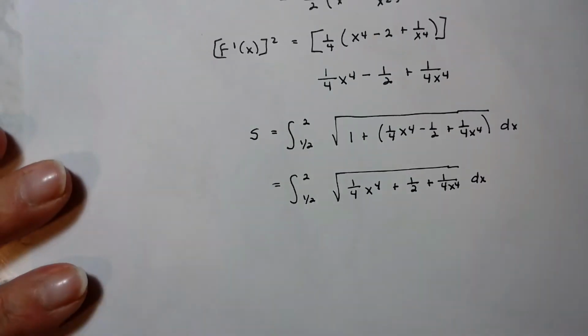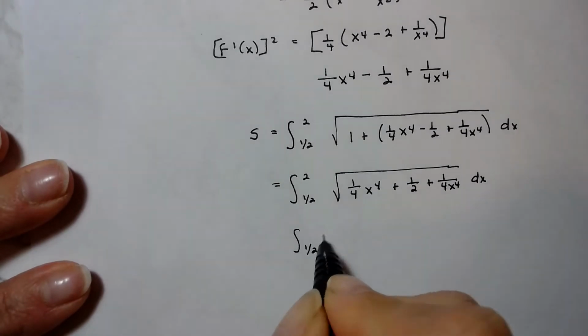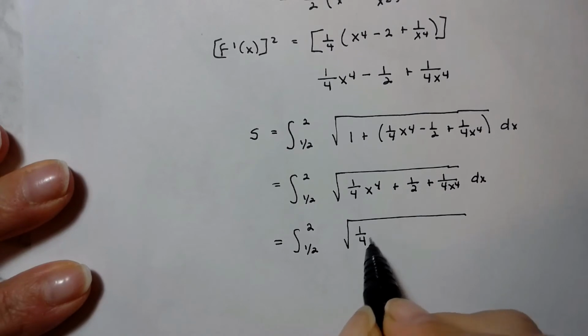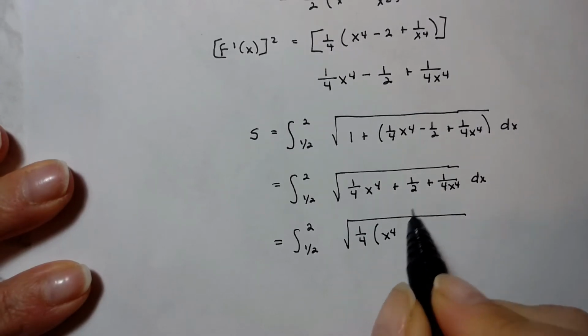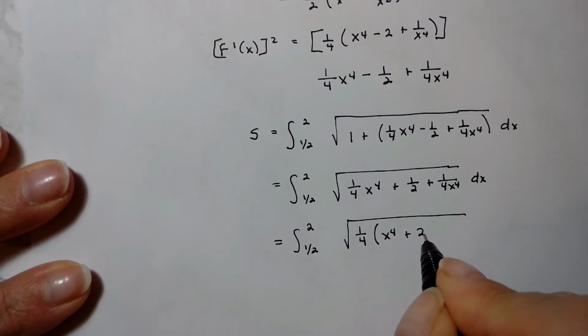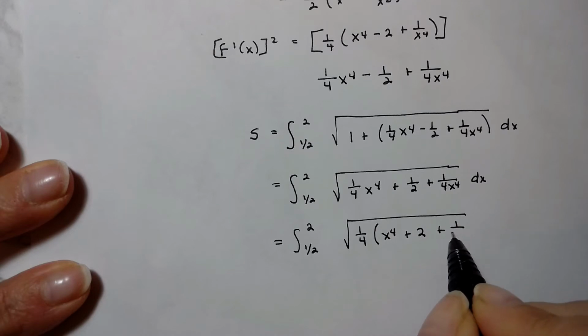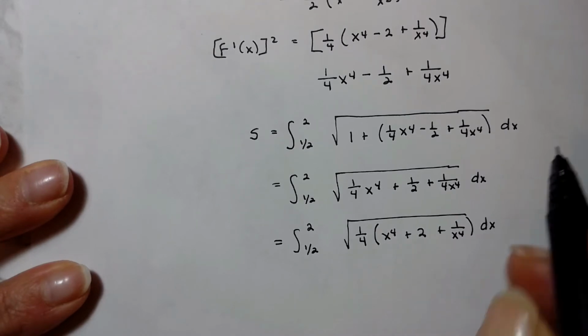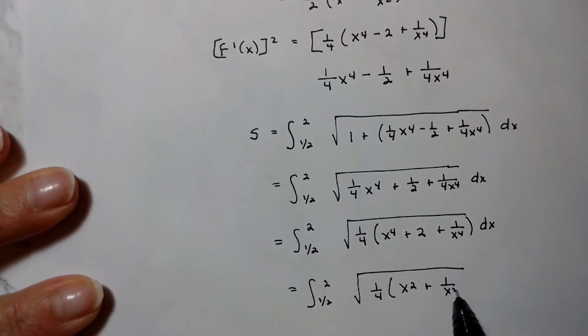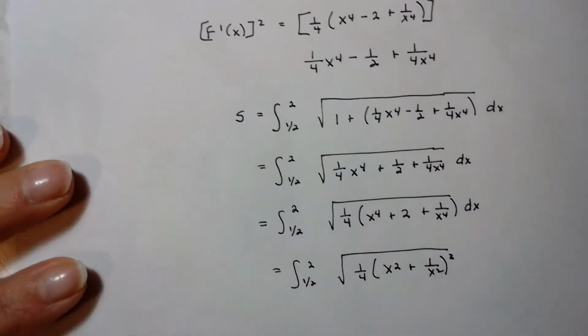Okay, so now I'm going to factor out 1/4. If I factor out 1/4, that's going to leave me with x to the 4th. Now 1/2 divided by 1/4 is 2, and plus 1 over x to the 4th. And that's going to give me this thing here, which can be factored to x squared plus 1 over x squared, squared, which will be nice.